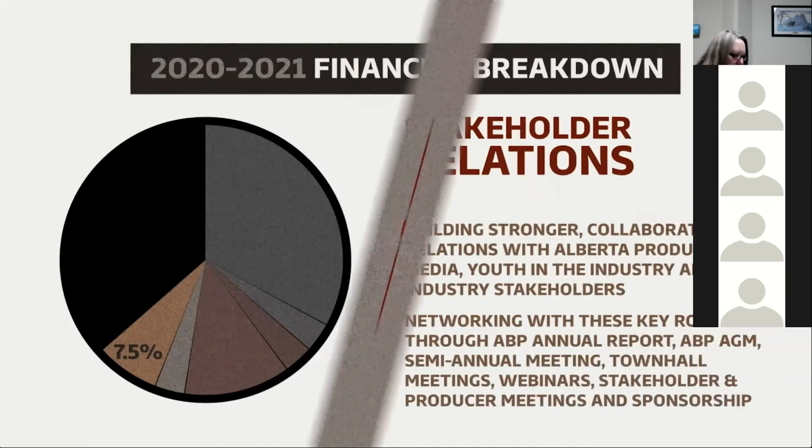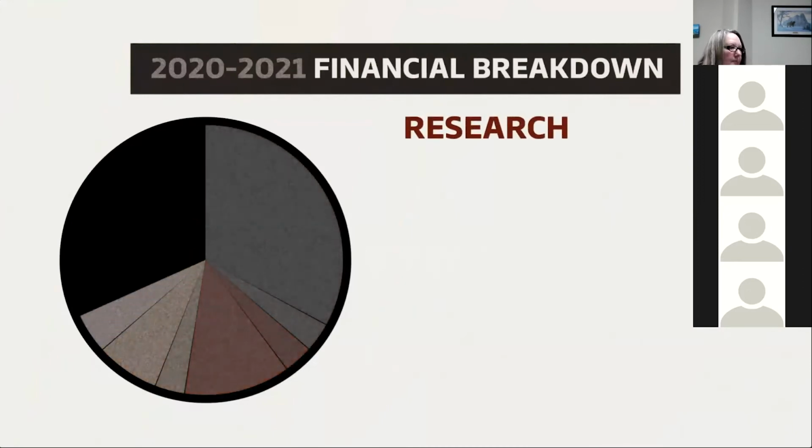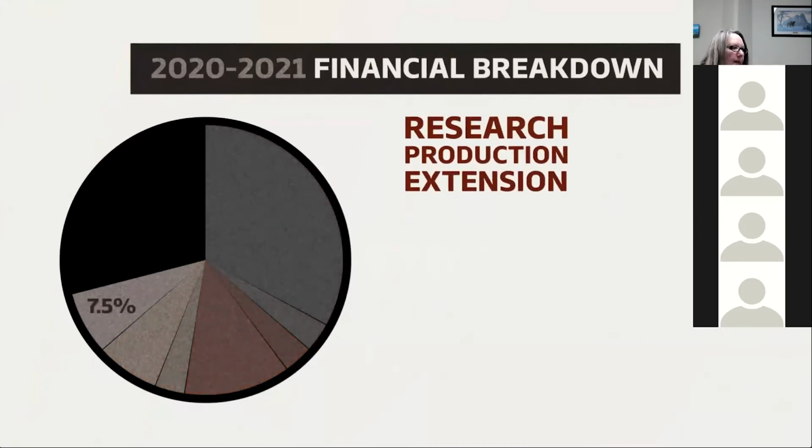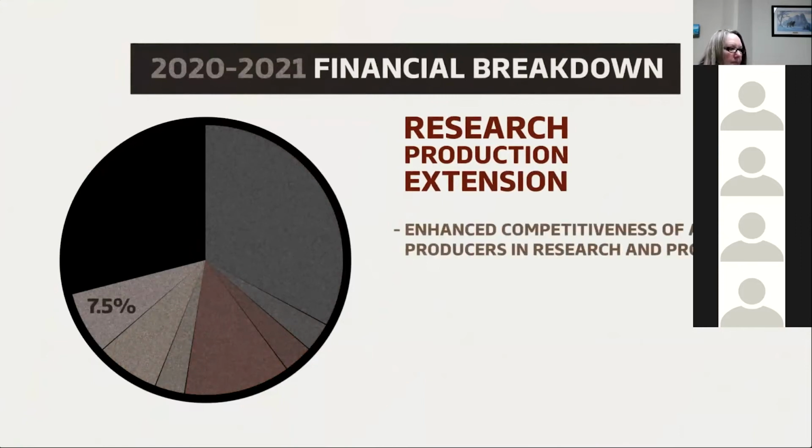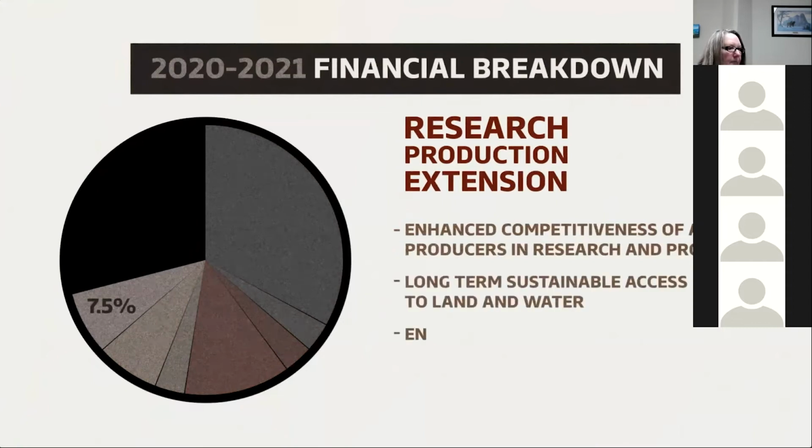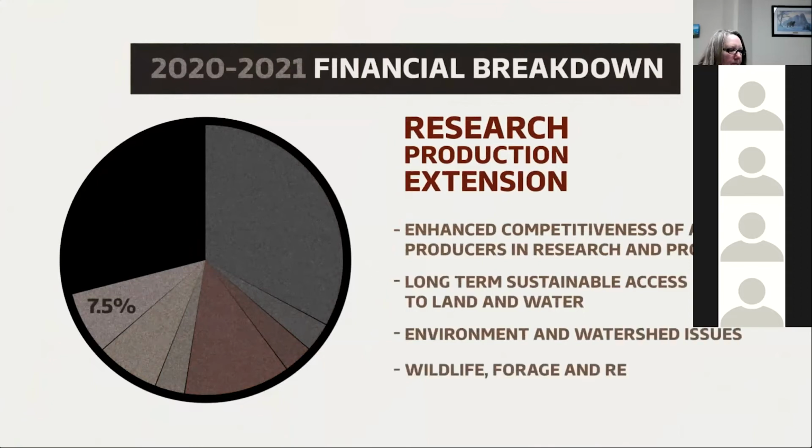7.5% is allocated to research, production, and extension. Expenses related to the enhanced competitiveness of Alberta producers in the areas of research and production, long-term sustainable access to land and water, environment and watershed issues, wildlife, forage, and related issues.